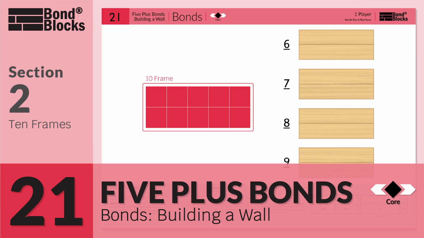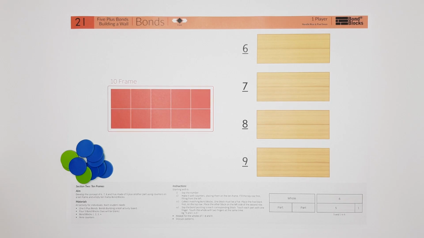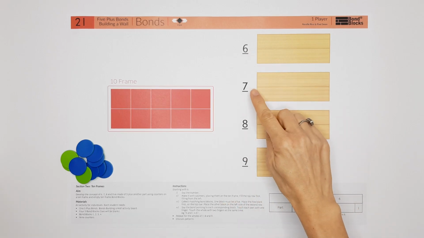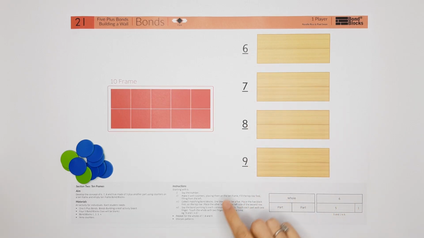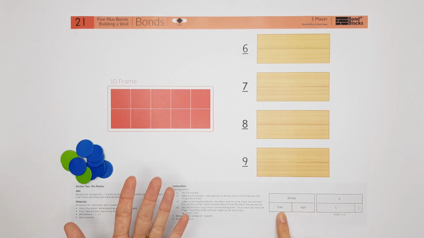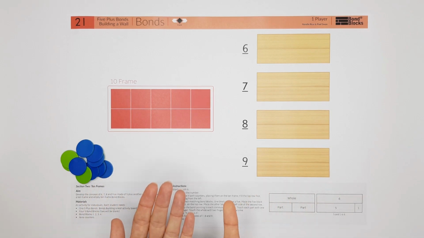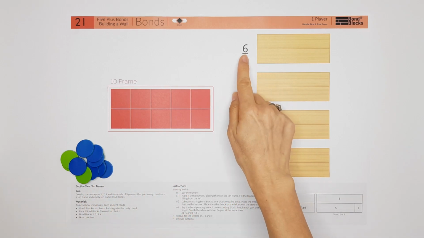Welcome back to Activity 21. In this activity, we will be continuing to develop fluency with the wholes of 6, 7, 8 and 9, where it's a two-part bond and one of the parts is 5. So it's 5 and another part joined together to make the whole.